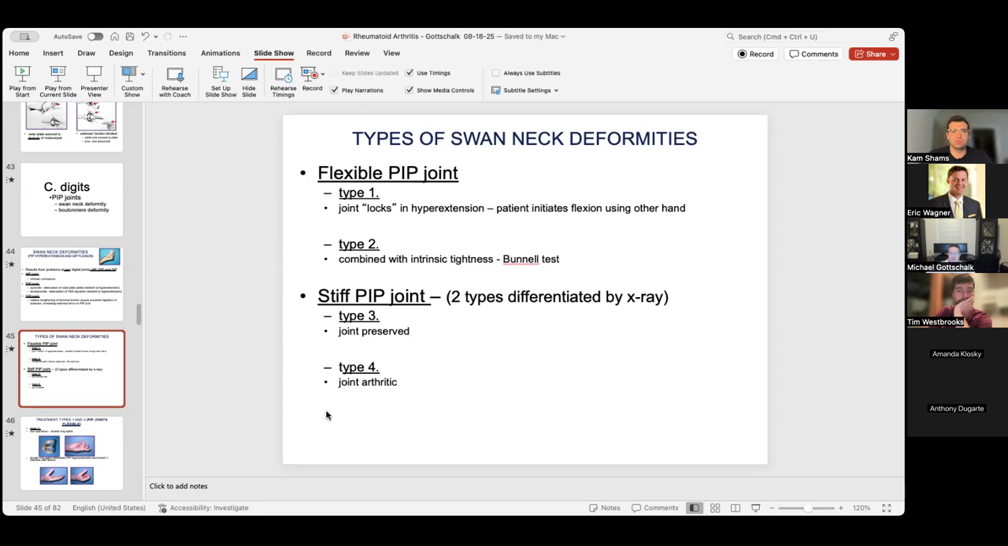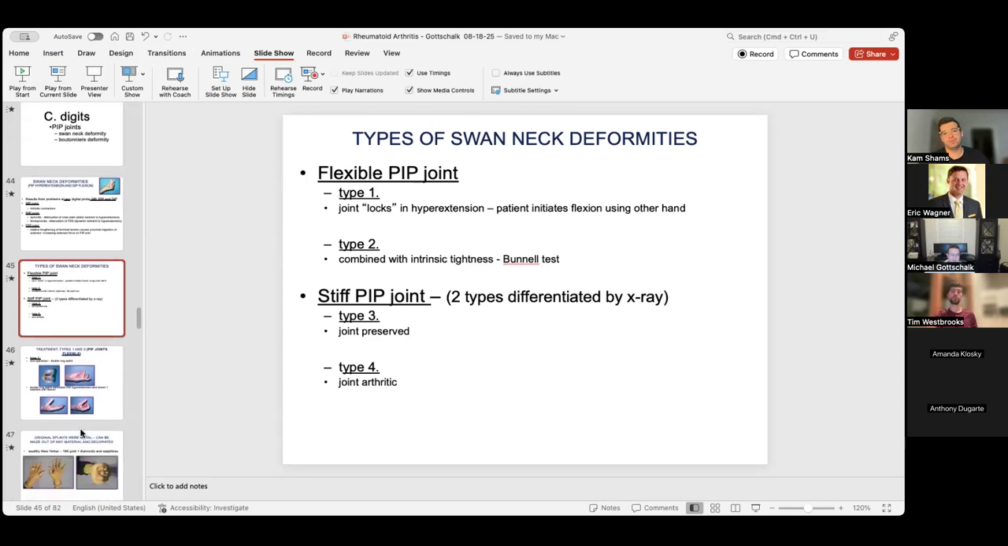Type 2 is where they have a flexible PIP, but they have some intrinsic tightness. So essentially, they're stuck straight, and they're trying to overcome the tightness of their intrinsics. Once you get them past a certain level, you can see that they actually have some improved motion with the Bunnell test. And then there are those that have a stiff PIP joint, which you can essentially find out by X-ray, where the joint is either preserved or the joint is arthritic.